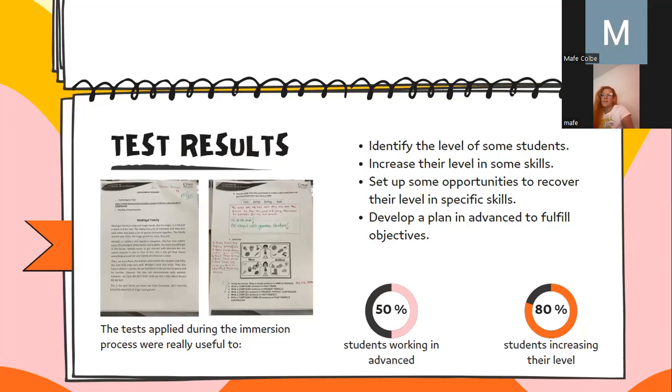The tests applied during the immersion process were really useful to identify the level of some students, increase their level in some skills, set up some opportunities to recover the level in specific skills, and develop a plan in advance to fulfill objectives. 50% of students were working in advance. That was pretty nice because they continued going to the practices, and 80% of students increased their level. They were really good at increasing their level, so that was really good for them.